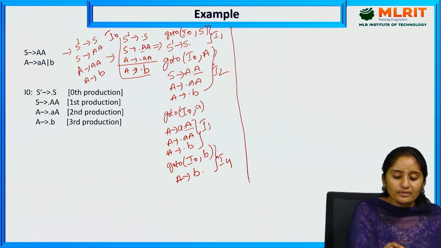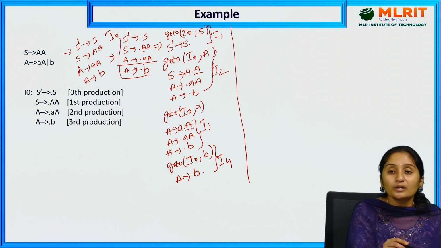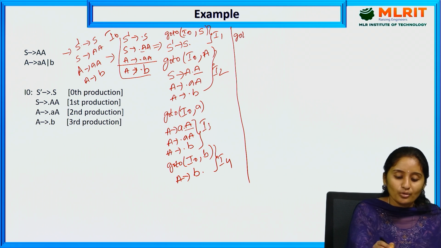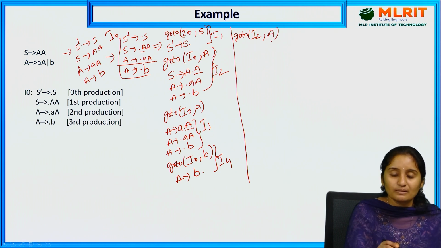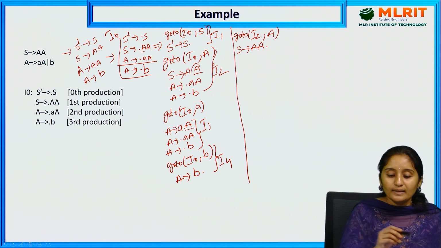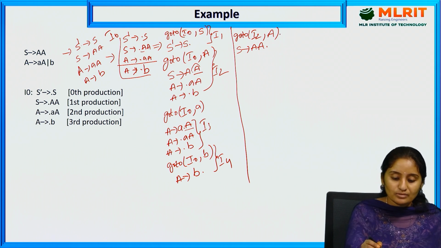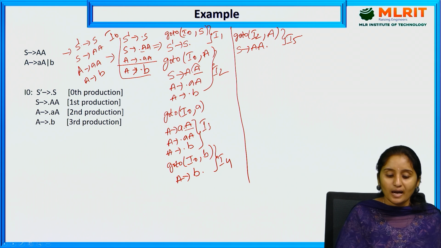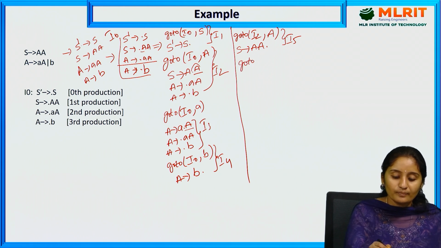Check whether the I1 state has productions that are not yet completed, that is, where the dot is not at the end. I1 is already completed. Next move to I2. So goto I2 comma A. After the dot, what symbol do I have? S tends to A dot. The dot has moved to the next position and reached the end. So what type of state is it? I5.